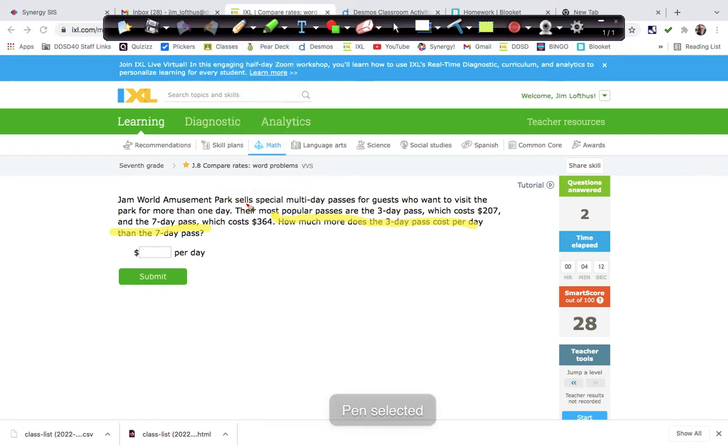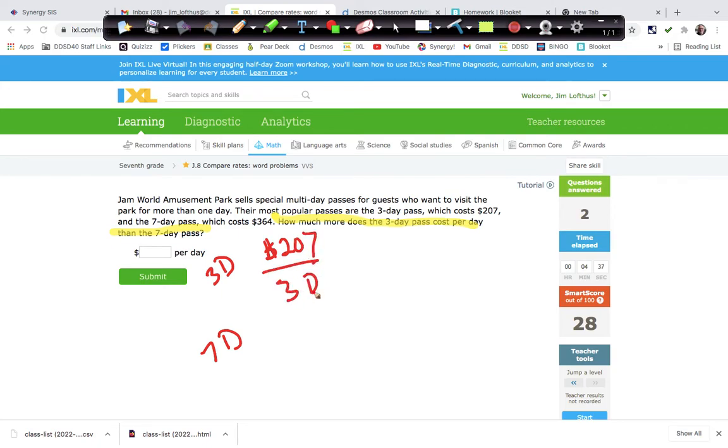Jam World Amusement Park sells special multi-day passes for guests who want to visit the park more than one day. The most popular pass are three-day passes, which cost $207 for 3 days. So I'm going to say the three-day, and then we've got the seven-day. So this is going to be $207. I'm going to put money on top, days on the bottom.